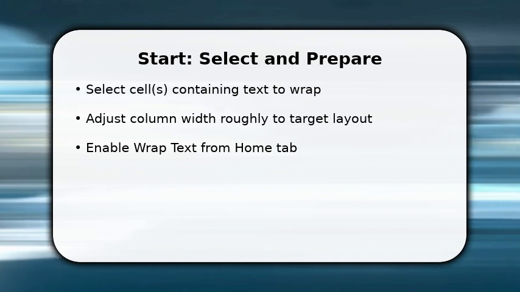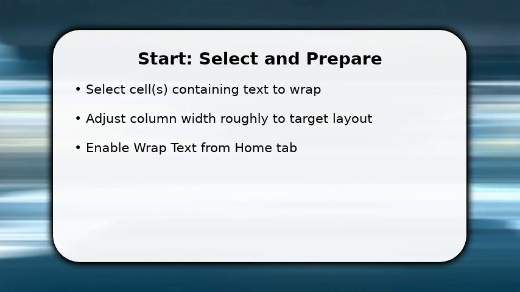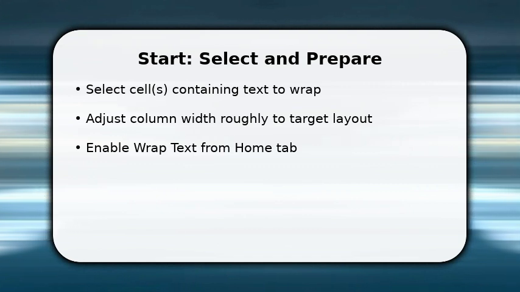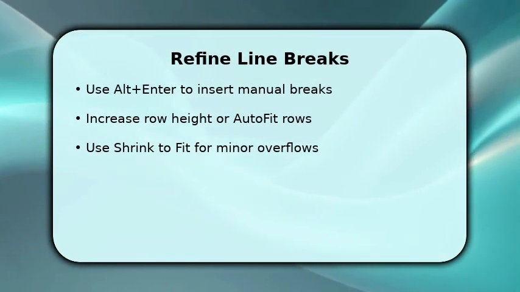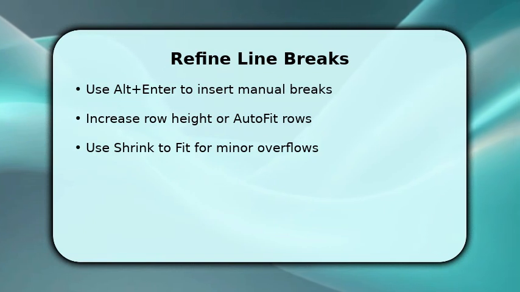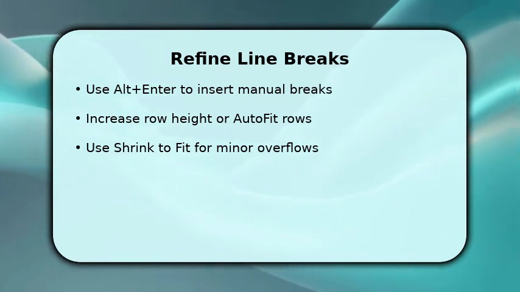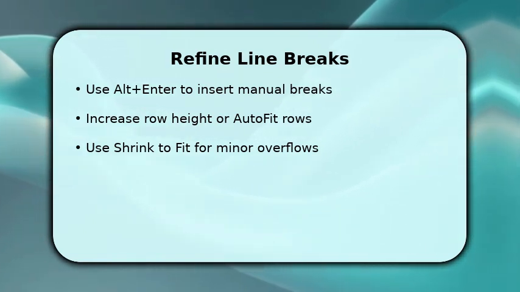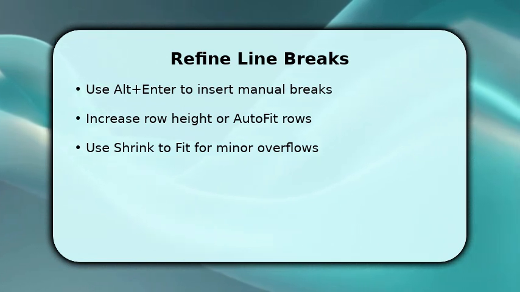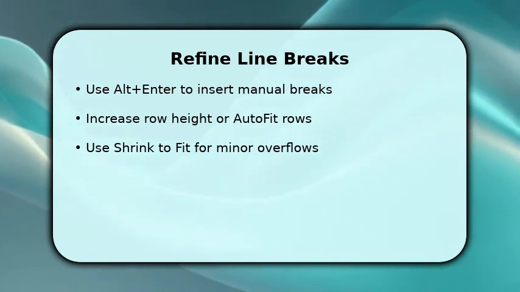You're doing this now because wrap text converts a single cell into a multi-line container without altering your data, preserving formulas and references. Once wrap text is active, you may need to refine where lines break. You can insert explicit breaks by placing the cursor inside the formula bar and pressing Alt+Enter. This forces a new line exactly where you choose.